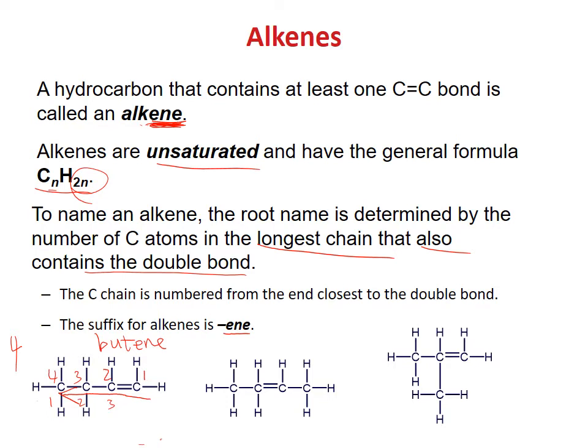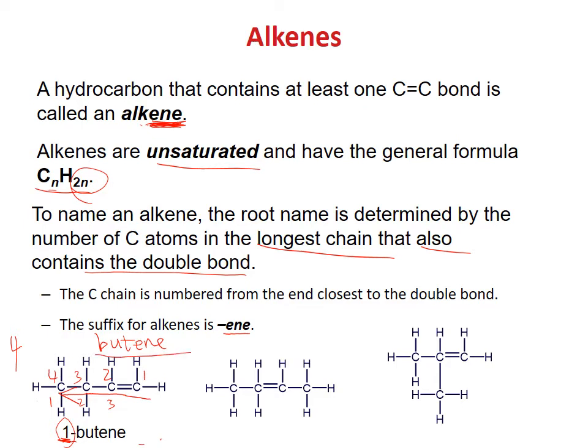Therefore, the full name should be 1-butene. The 1 tells you it is the number 1 carbon that has the double bond, and the total is 4 carbons, so but, and it's an ene, so 1-butene. Now, usually if the double bond is at the number 1 carbon, this number 1 can be omitted, so we can also call this just butene.